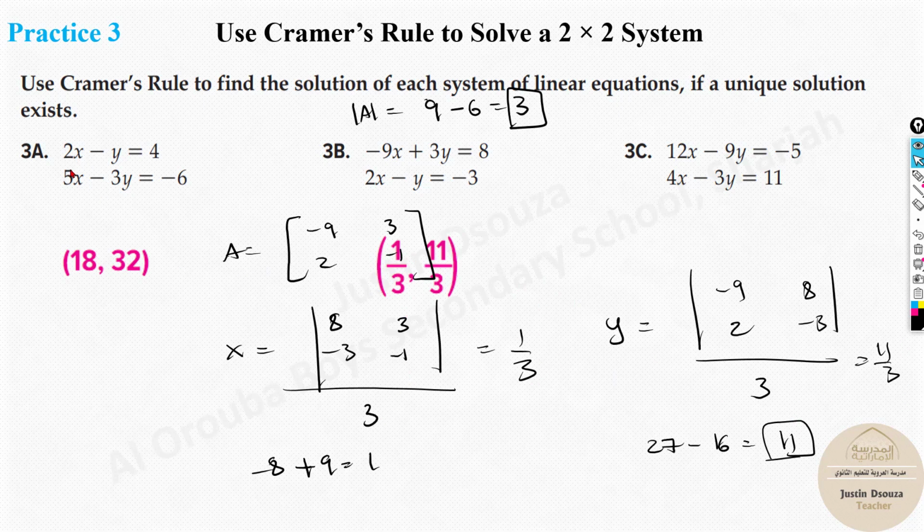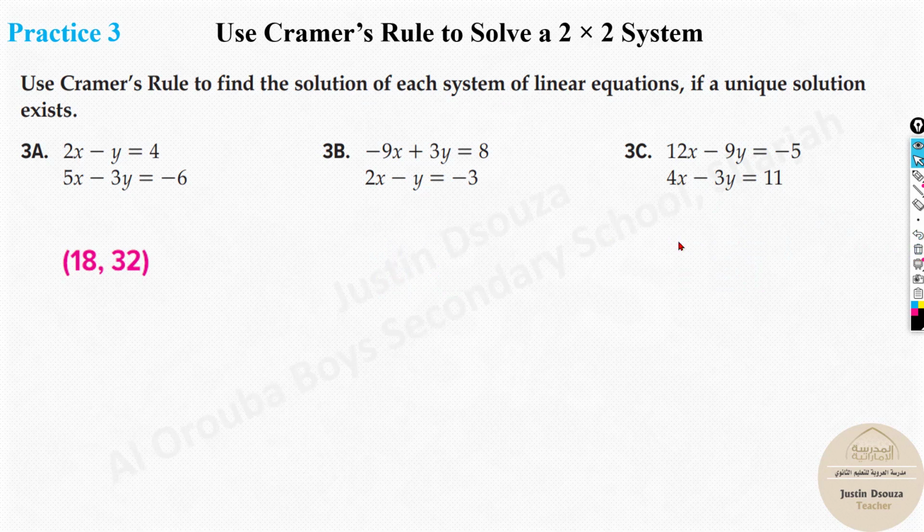Okay. And over here, the first one, we got 18 and 32. You can try it by yourselves, or you can use the calculator as well to check. And over here, okay, this one is interesting. There's no unique solution. Let's do this one now. Let me just do this.